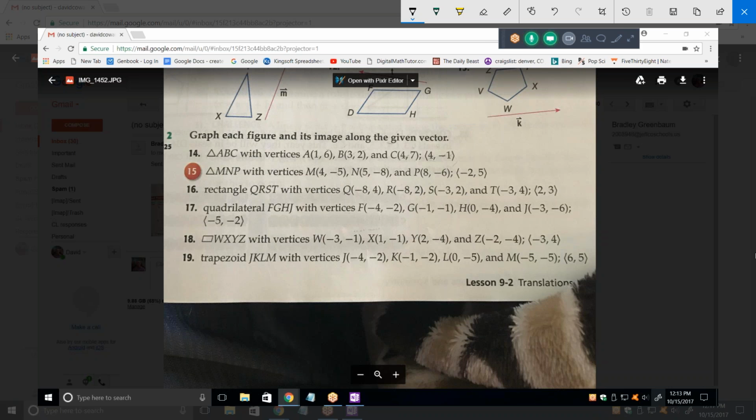Rectangle is really no different. In other words, instead of having 3 vertices, I've got 4. So Q prime? It will be -6, 1.